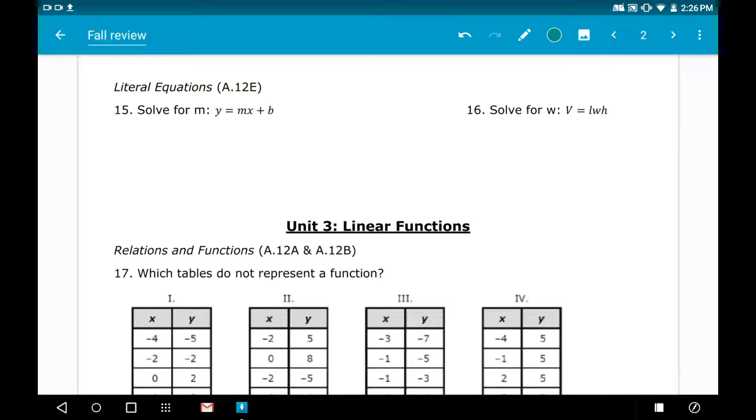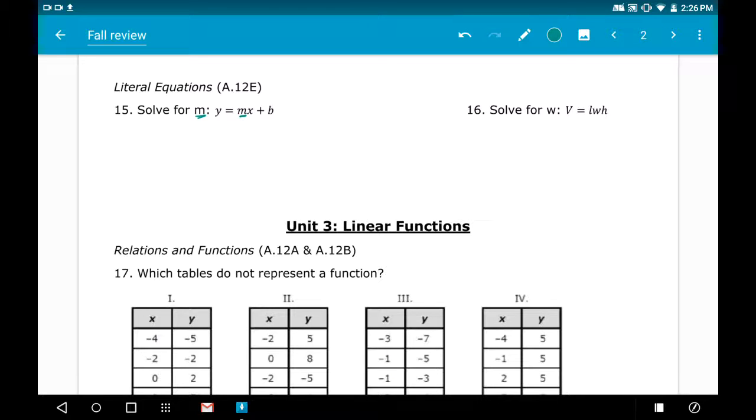Next, we have literal equations. These are the same thing as solving other equations, except we have a bunch of variables instead of just one. But for every one, it will tell you which variable they want you to solve for. So for this first one, we have solve for m.